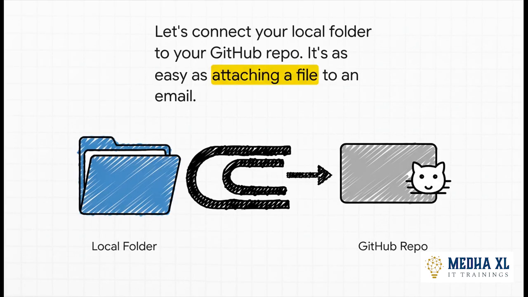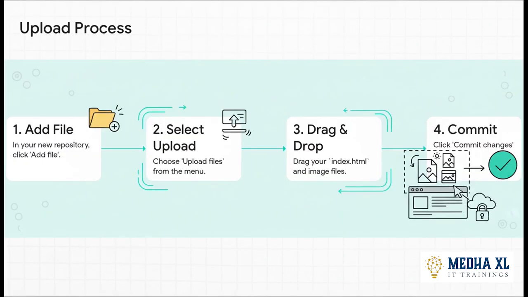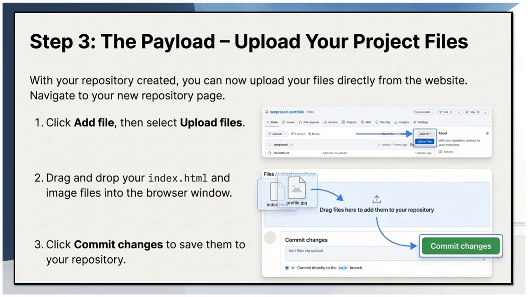Perfect. We've got our neat folder on our desktop, and we've got our empty new folder on GitHub. Now we just need to put the files from one into the other. And honestly, this is as easy as attaching files to an email. Right inside that new repo you just made, you'll see a link that says Add File. Click that and then choose Upload Files. A new screen will pop up, and you can literally just drag your index.html file and your image files right onto it. Then hit the green Commit Changes button. That's just GitHub's fancy way of saying save, and boom, your files are now officially on GitHub.